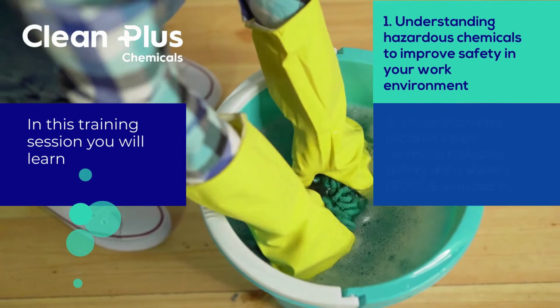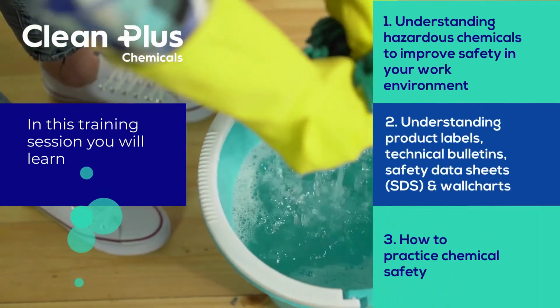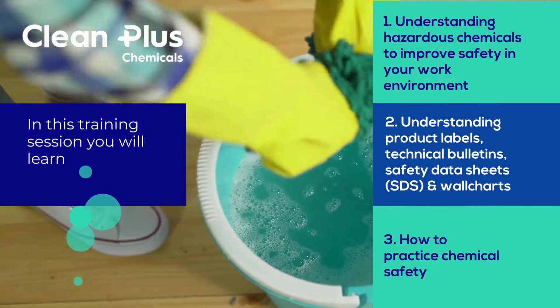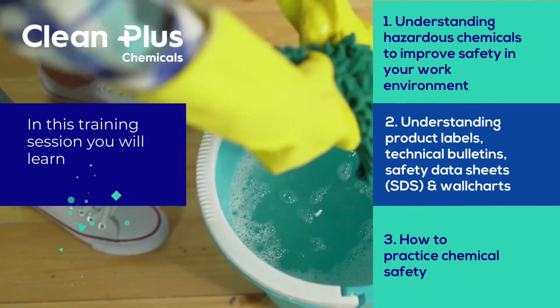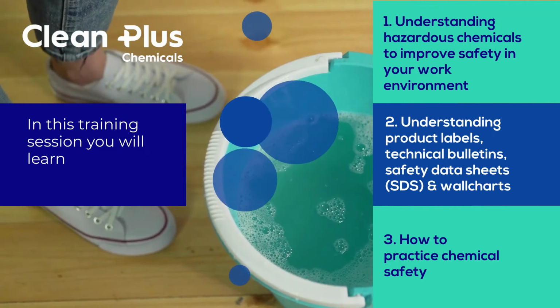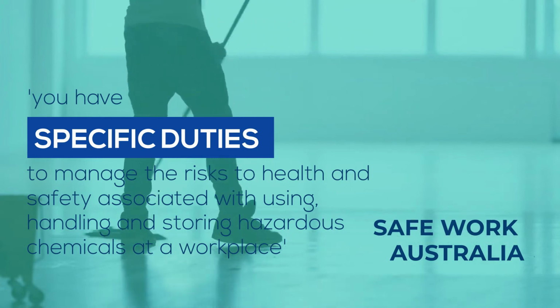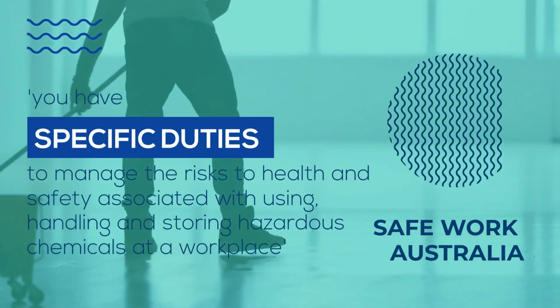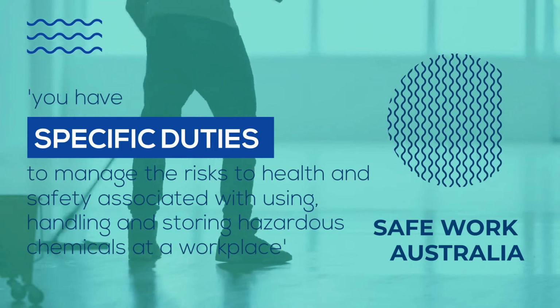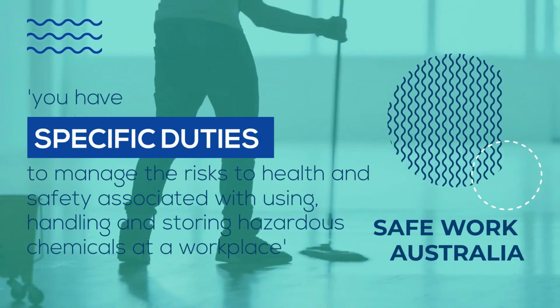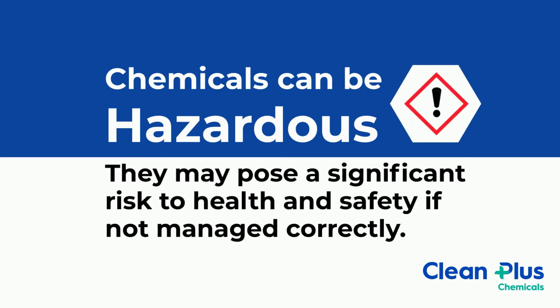In this training session, you will learn the following: understanding hazardous chemicals to improve safety in your work environment, understanding product labels, technical bulletins, safety data sheets and wall charts, and how to practice chemical safety. According to Safe Work Australia, you have specific duties to manage the risks to health and safety associated with using, handling and storing hazardous chemicals at a workplace. Always remember, chemicals can be hazardous. They may pose a significant risk to health and safety, if not managed correctly.